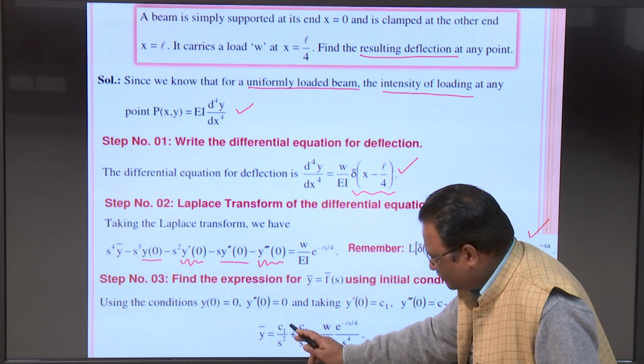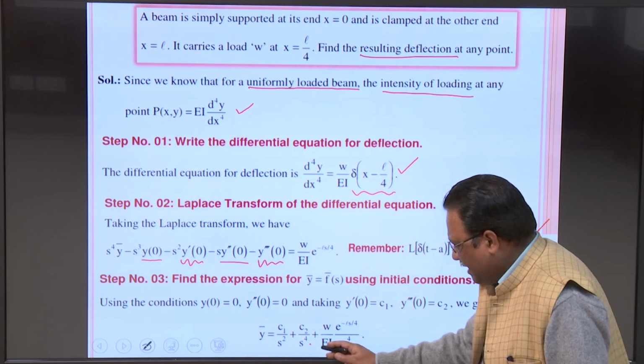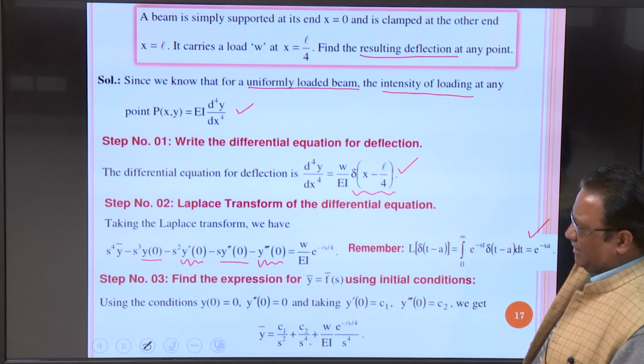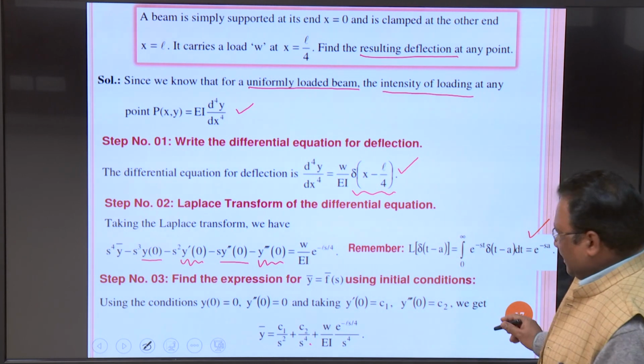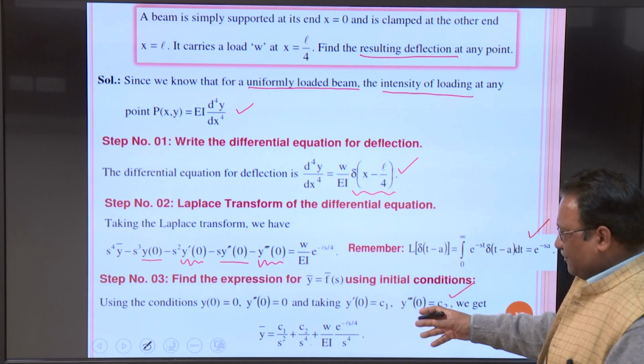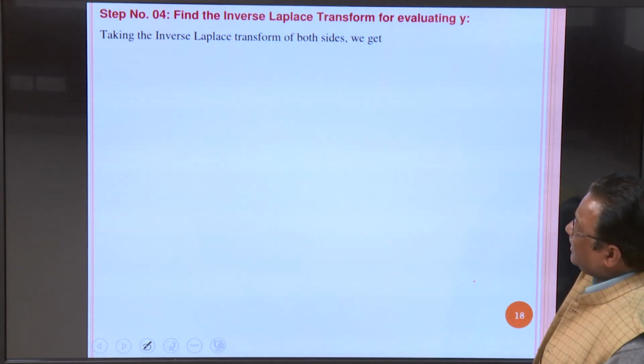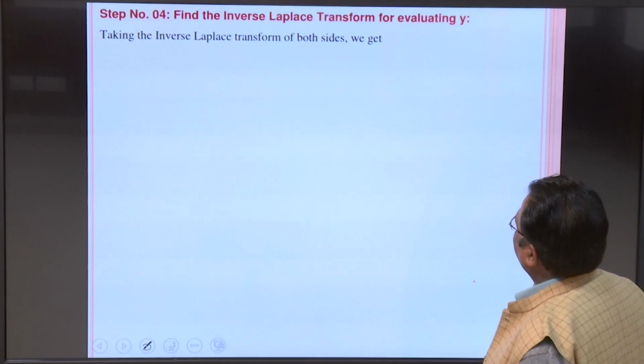So y bar is equal to C1 over S square plus C2 over S^4 plus W over EI e raised to power minus LS by 4 divided by S power 4. So using these initial conditions, we obtain y bar. हमें calculate करना है y. So find the inverse Laplace transform for evaluating y.